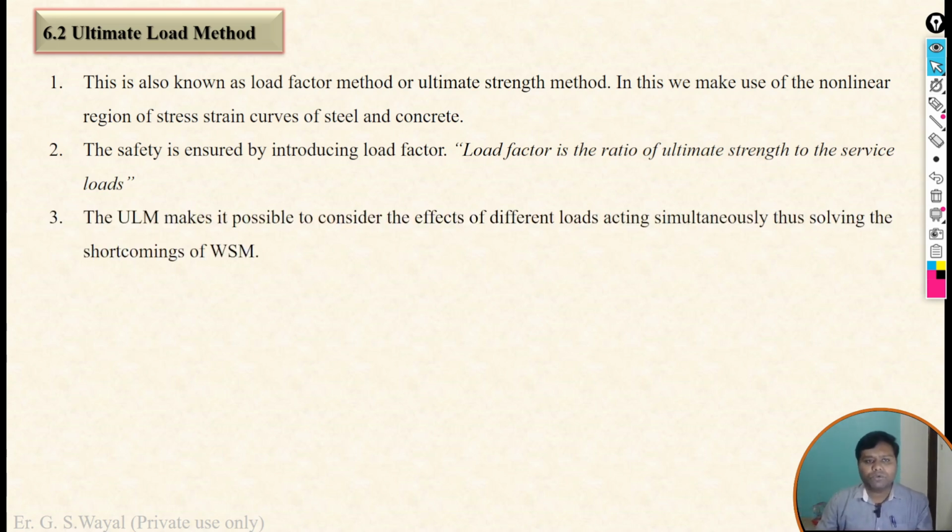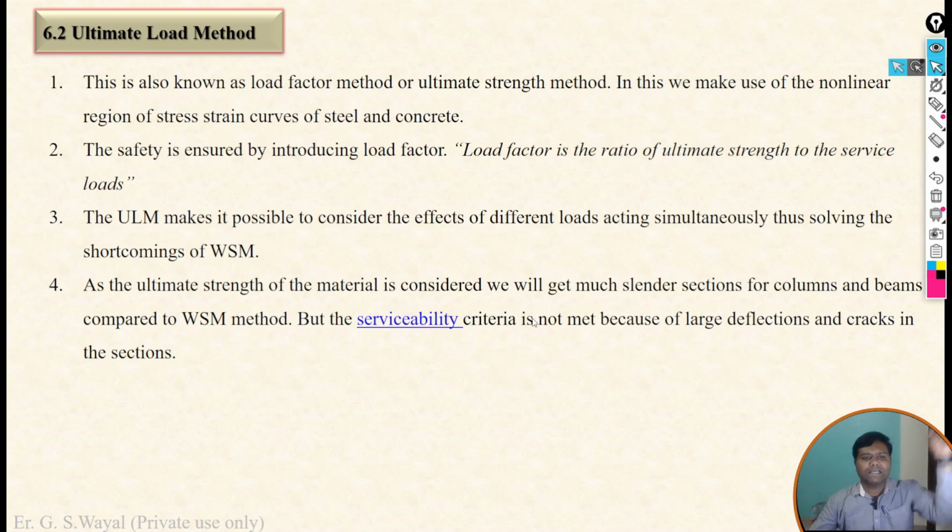Then, the ultimate load method makes it possible to consider the effect of different loads acting simultaneously, thus solving the shortcoming of the working stress method. If a number of loads are coming on the member, in the limit state method we can consider the different loads simultaneously for the design of any member, and that thing we are not doing in the working stress method. So that is the main advantage of the ultimate load method over the working stress method.